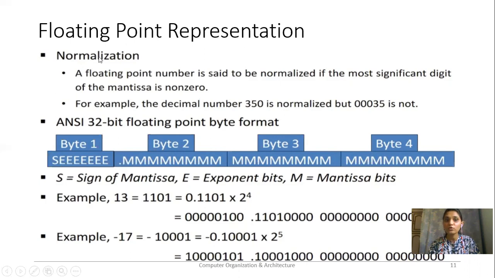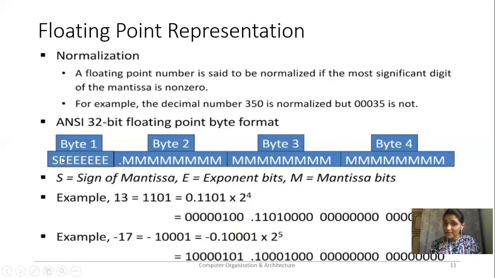Why? Because we have to use normalization. So after the binary point, the first bit of the mantissa should always be 1, so you can't use it for sign representation. The sign is therefore represented by the first bit of the first byte, the MSB of your first byte. The rest of the 7 bits represent the exponent. If your exponent is positive, represent it as it is. If your exponent is negative, then represent it in 2's complement form.